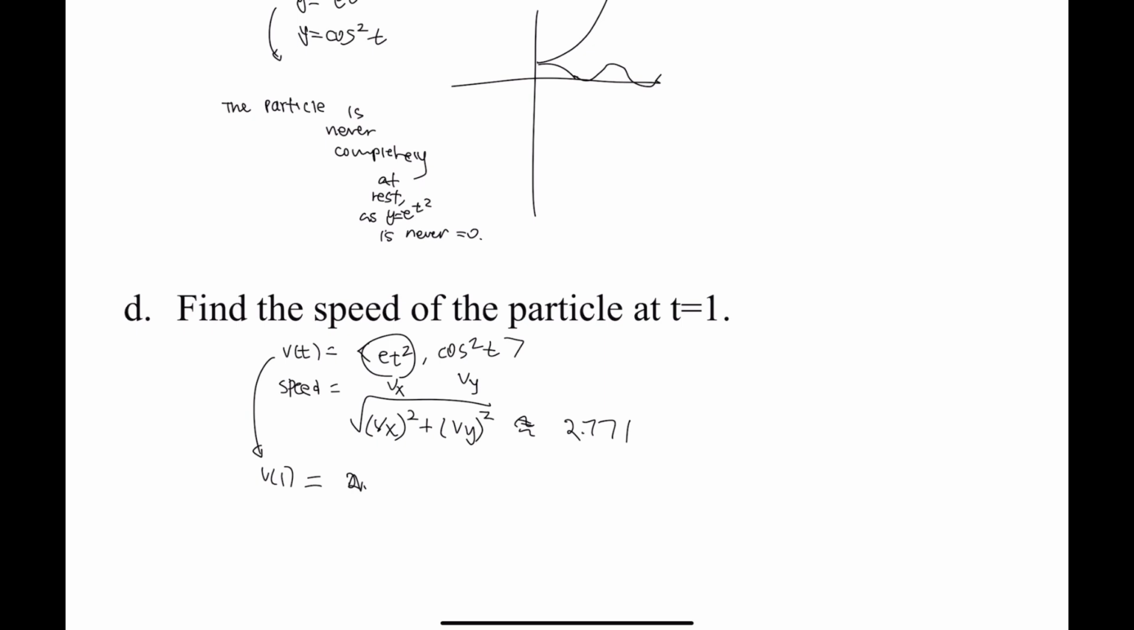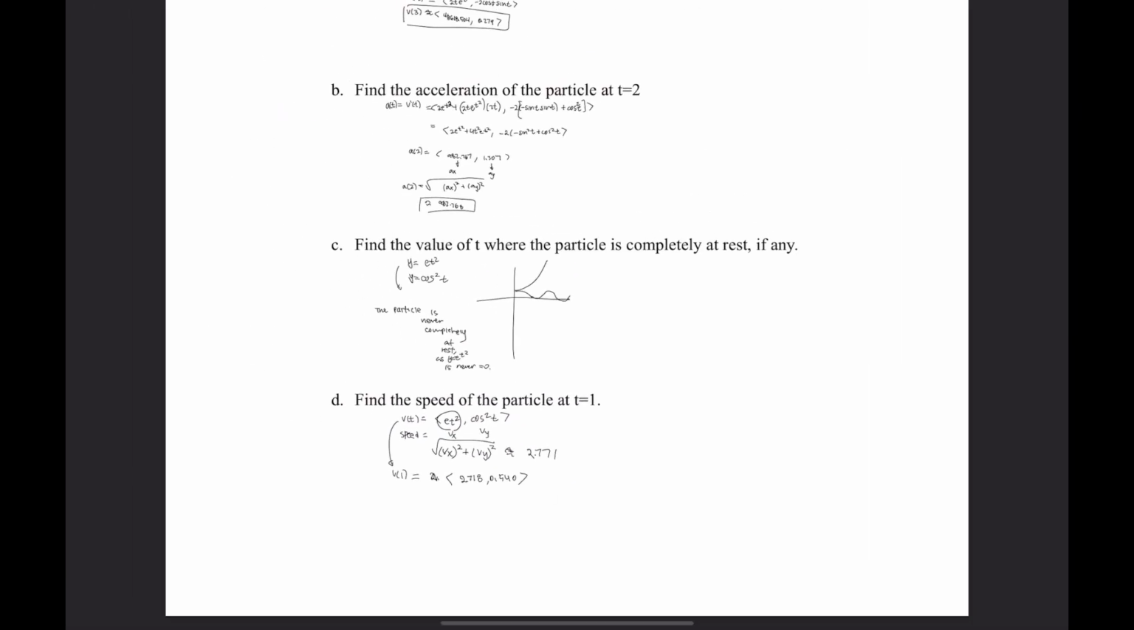Yeah. So the speed of the particle at t equals 1 is 2.771, and then velocity at 1 is equal to 2.718 and 0.540. Okay. Yeah, that was it for particle motions.